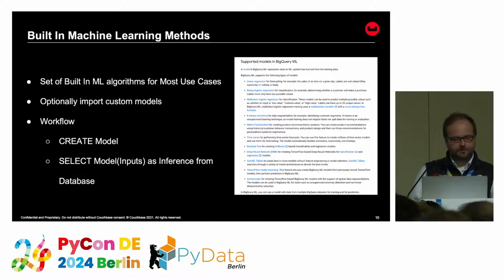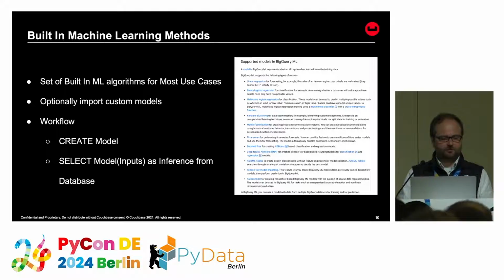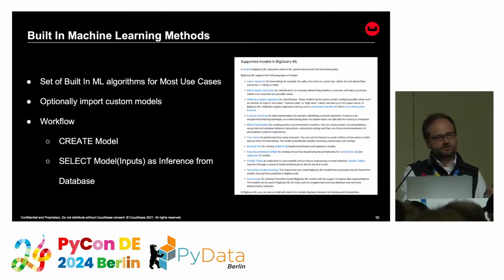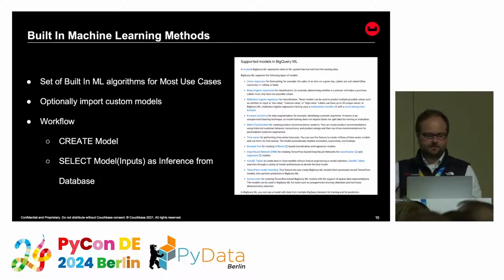So how do you do that? So usually it's a module you just hook into BigQuery, for example, and the workflow is with the statement CREATE MODEL, then you reference this one, and the query is then SELECT with the model and the input parameters as inference from the database. So basically select which model you want to use. Then the input parameters can be from different tables or from input parameters, and then it gives you a result.